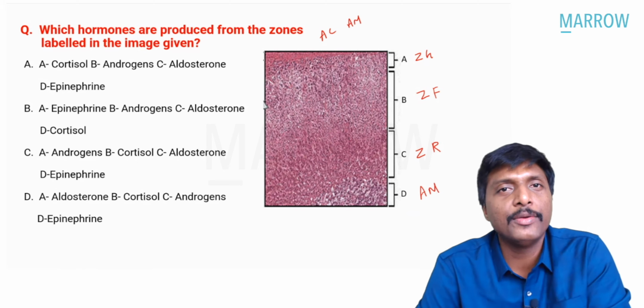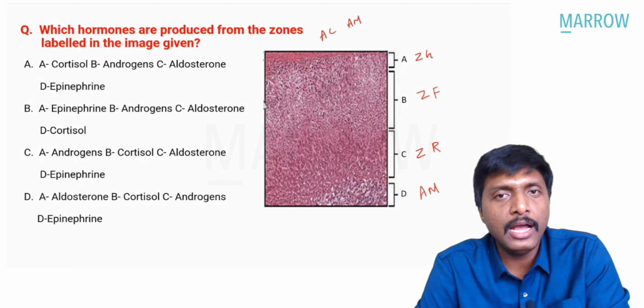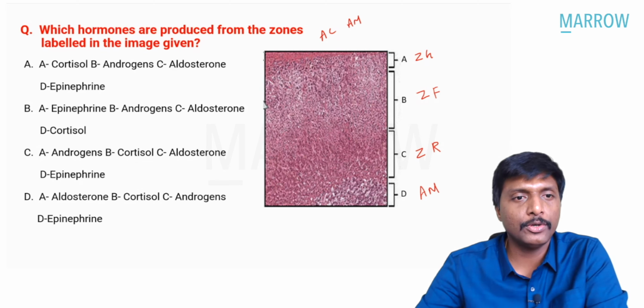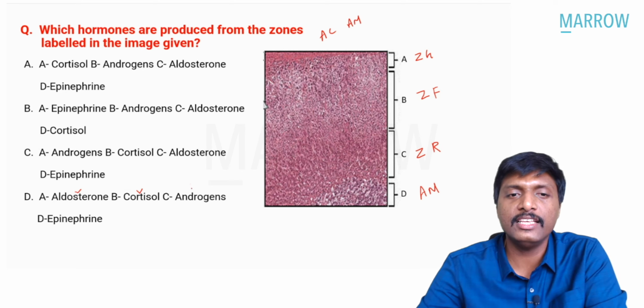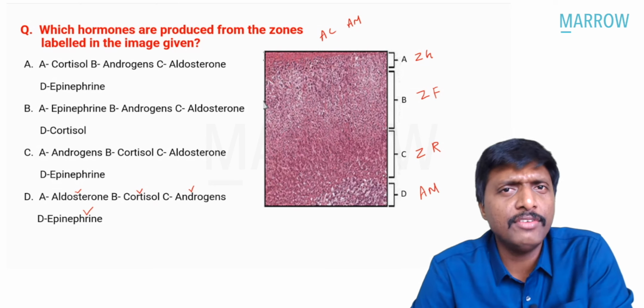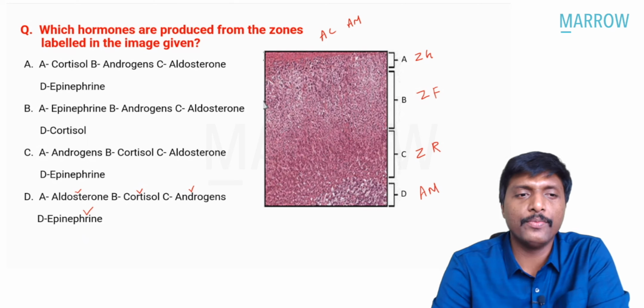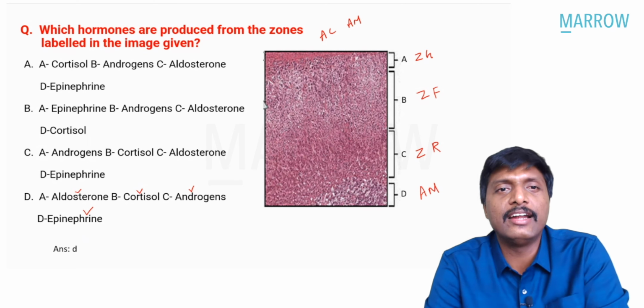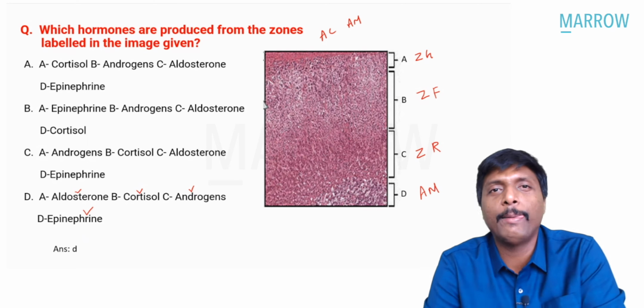D is medulla. So from zona glomerulosa, aldosterone comes. So option A having aldosterone here, yes. Fasciculata, cortisol comes. Reticularis, adrenal sex steroids, androgens. And from adrenal medulla, predominantly it is epinephrine. So direct straightforward question. The answer is obviously option D, adrenal cortex and adrenal medulla.